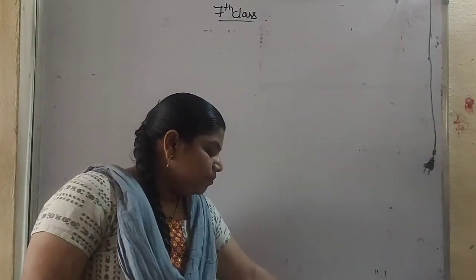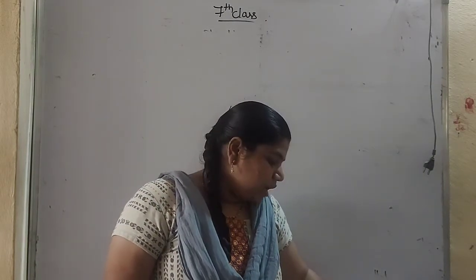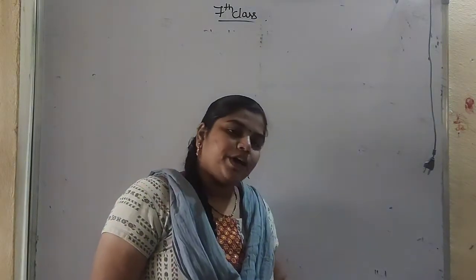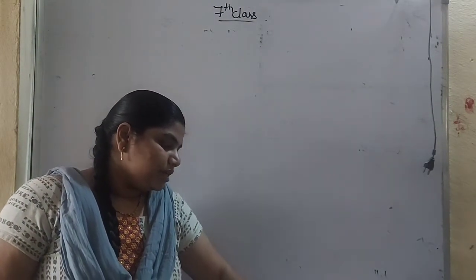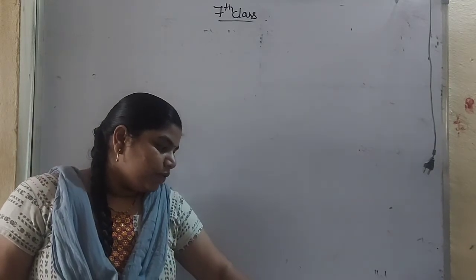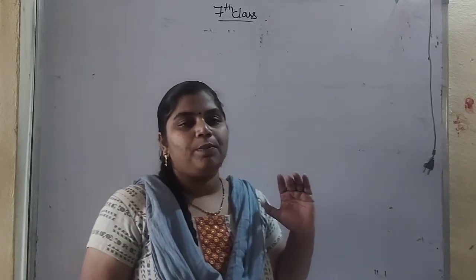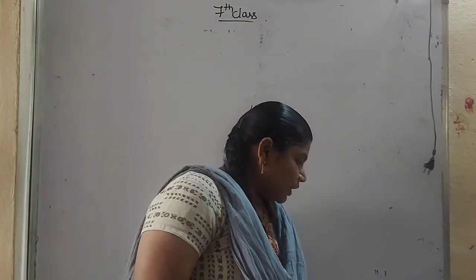What is the seventh one? In quadrilateral ABCD, it is a parallelogram. So ABCD is a parallelogram. If angle A is equal to 70 degrees and angle C is 65 degrees, give reason. If it is a quadrilateral, that means by using these angles, whether a parallelogram will be formed or not, we have to check.